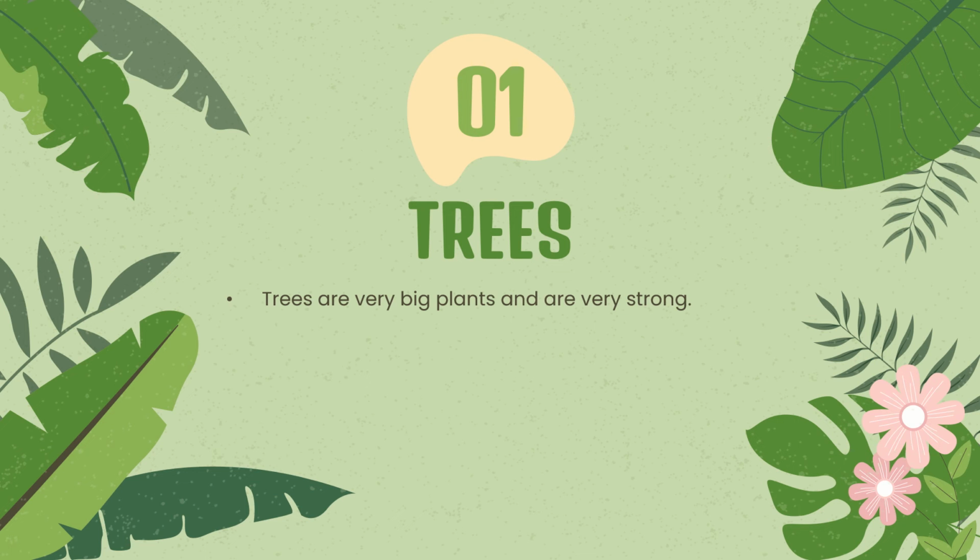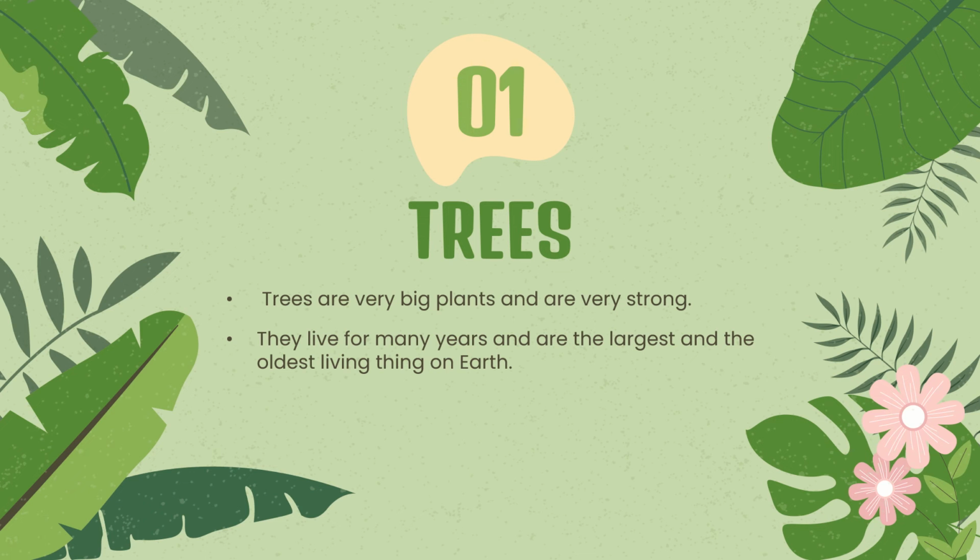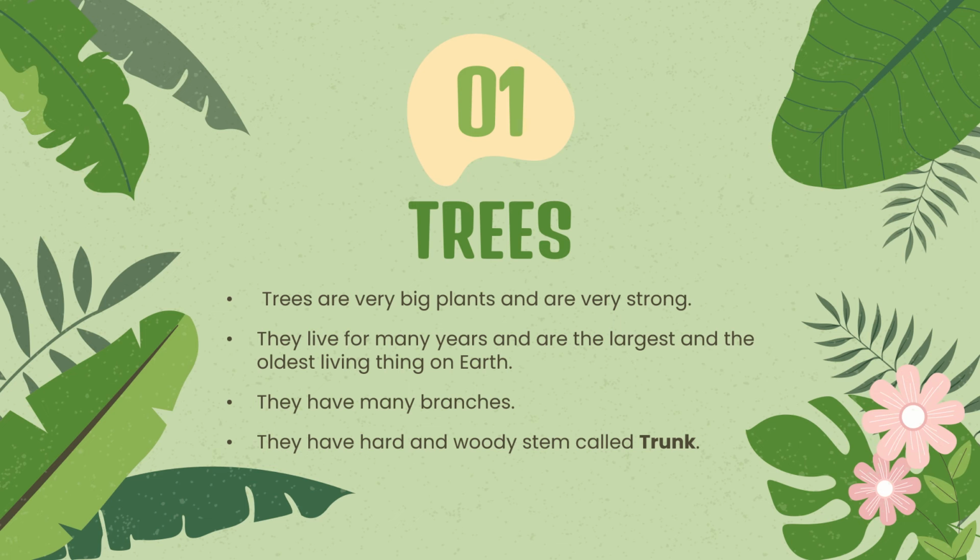Trees are very big plants and are very strong. I hope everyone has seen trees around them. They live for many years and are the largest and the oldest living thing on earth. Means trees are the oldest living thing of earth. They have many branches, right? They have hard and woody stem that is called trunk. So hope you understand what are trees. Trees are the biggest plants, okay? And they are the oldest living thing on earth.